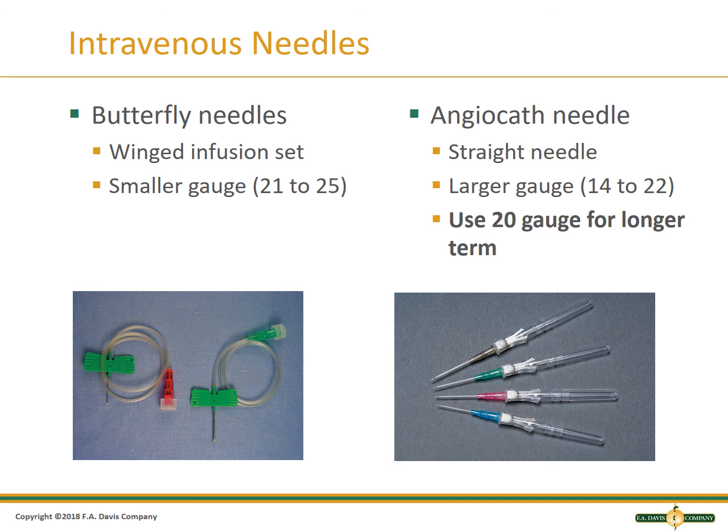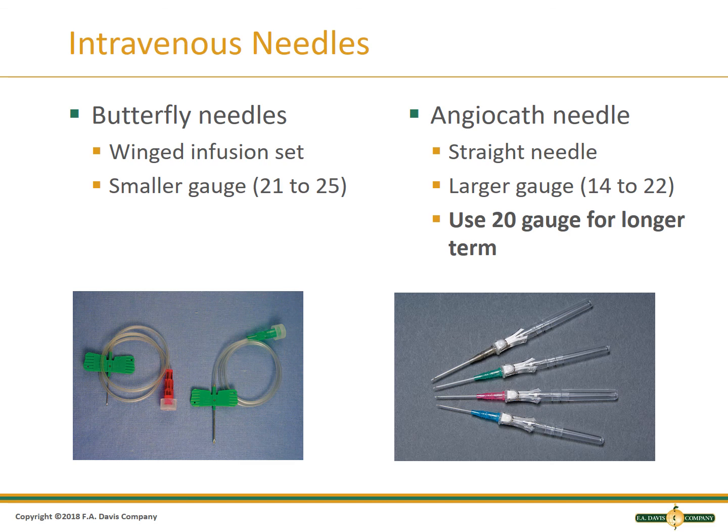So then an angiocath needle is a straight needle, has a larger gauge, and usually if you're going to have IV fluids or medications for a longer term, you need to use a 20 gauge needle. The angiocath is used to introduce the catheter and then removed, leaving a plastic catheter inside the vein, so it's much more comfortable. It's used for long term. It's more difficult to insert, and inadvertent vein puncture is less likely and it is more comfortable.